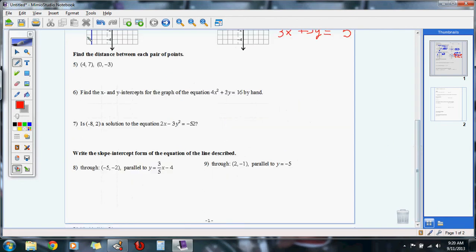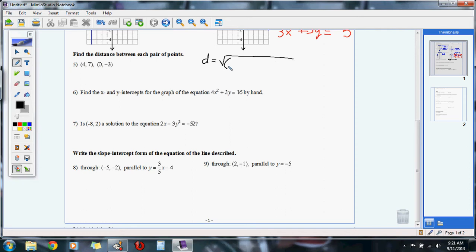There we go. Okay, so find the distance between each pair of points. When it's given just like that, most of you are probably going to just do the distance formula. You could go graph it and do the Pythagorean theorem, but I would think most of us are trained to just throw in the distance formula.